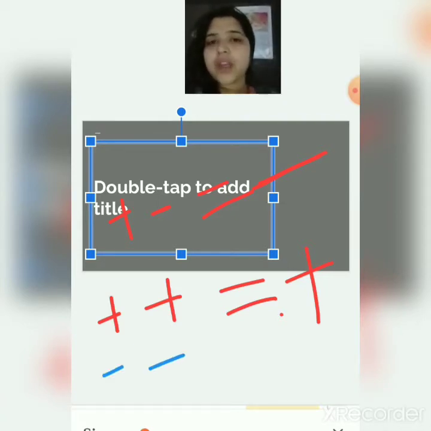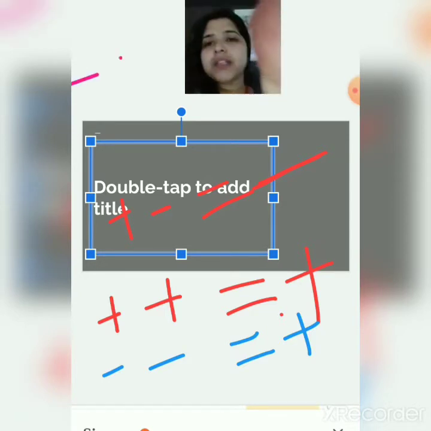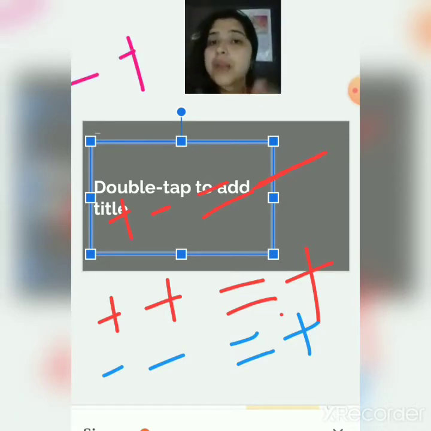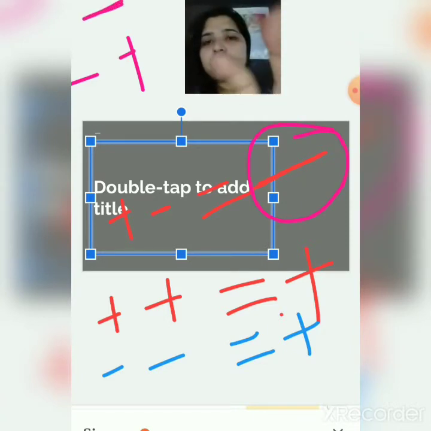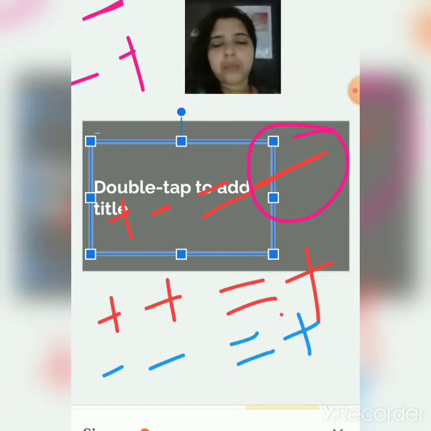If you have the numbers minus 2, minus 3, what you are going to do is add the numbers. Minus minus is plus. Now comes the case where you have minus plus or plus minus. In plus minus or minus plus, we will subtract both the numbers. I am giving you one example.